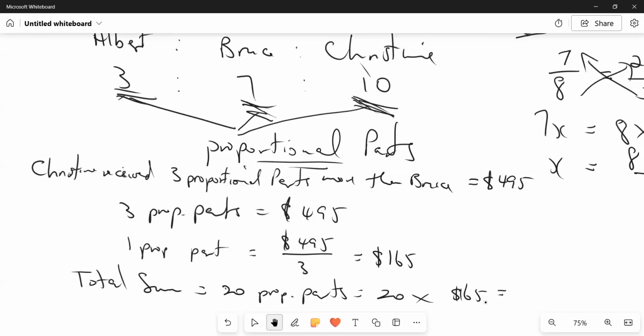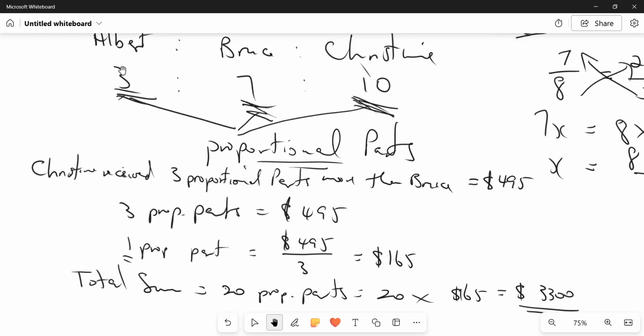20 multiplied by 165 is 3,300. So that's the total sum shared. This method of finding how much is one proportional part, you will see the textbook say it's the method of unity, right? You're trying to figure out how much is one proportional part, and that can answer a lot of questions.